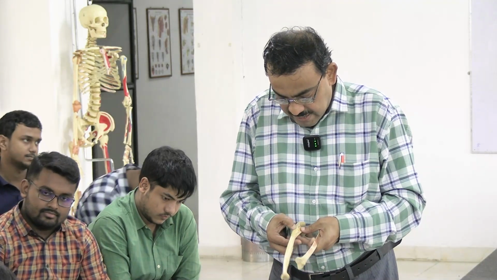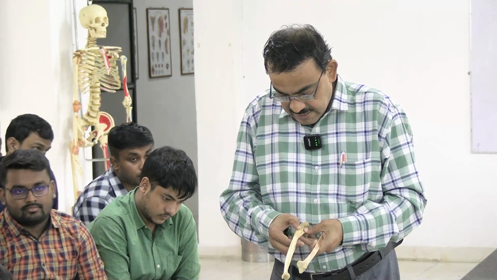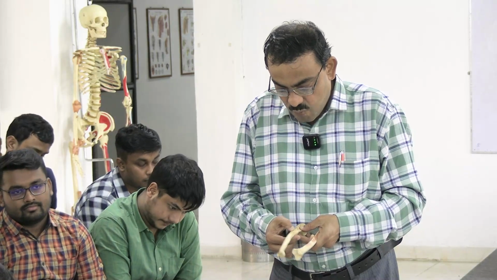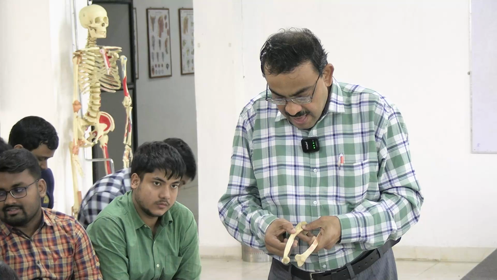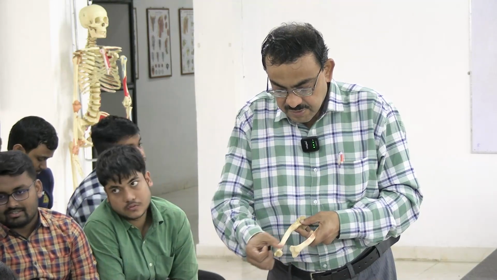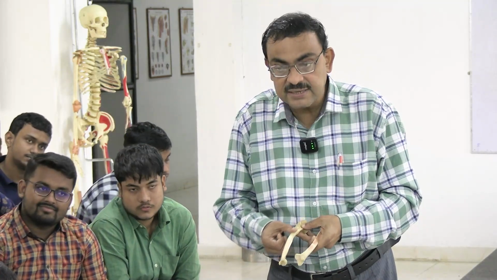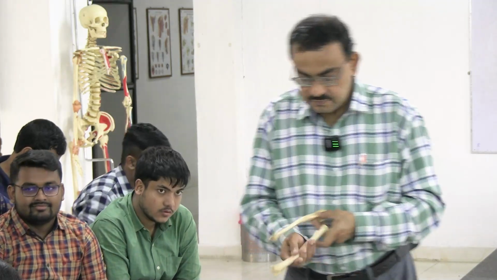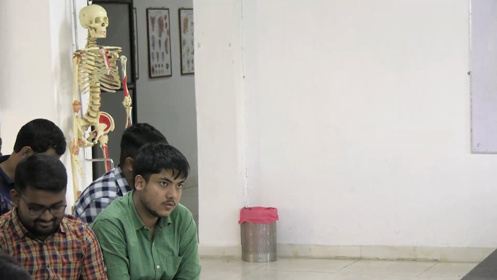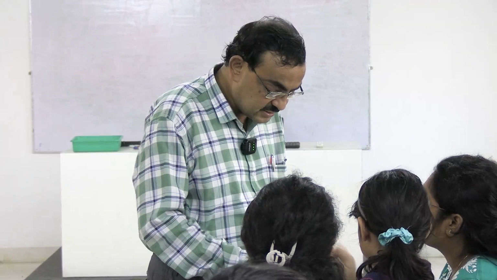The upper oval area is for one muscle. We can find one upper oval area, and below it we get a flat area. Upper oval area, and this is a flat area.